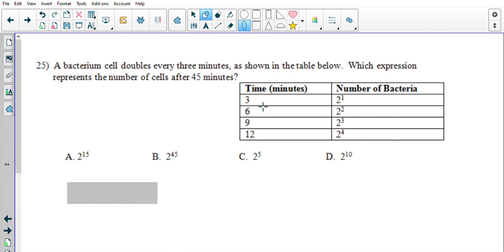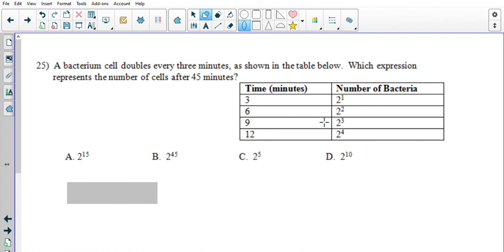Or you might actually notice that if we take our time in minutes divided by our exponent, we always get 3. So 3 divided by 1 is 3. 6 divided by 2 is 3. 9 divided by 3 is 3. 12 divided by 4 is 3. So if I know that I'm looking at 45 minutes, take 45 divided by our exponent, or 45 divided by 3, that's going to get us 15.